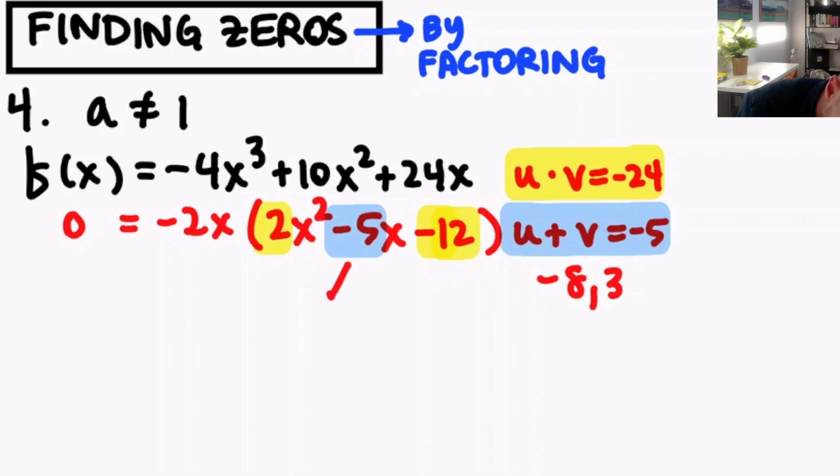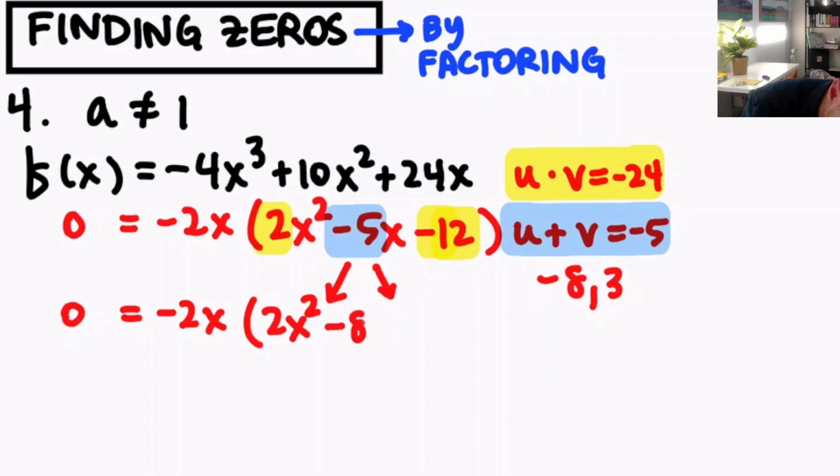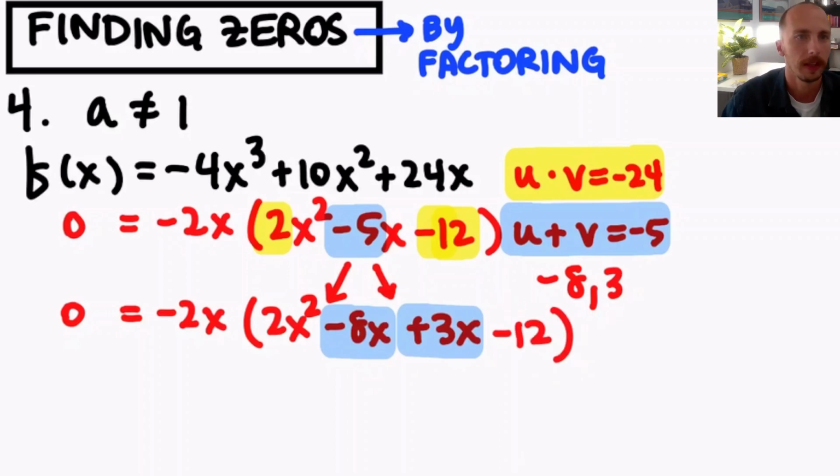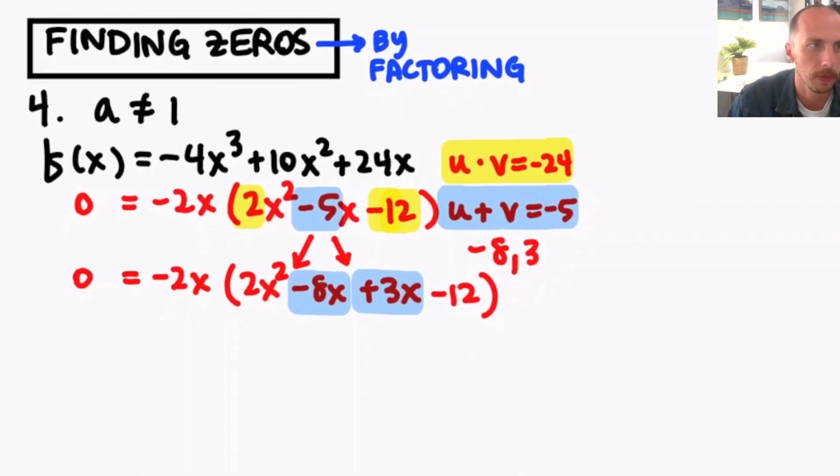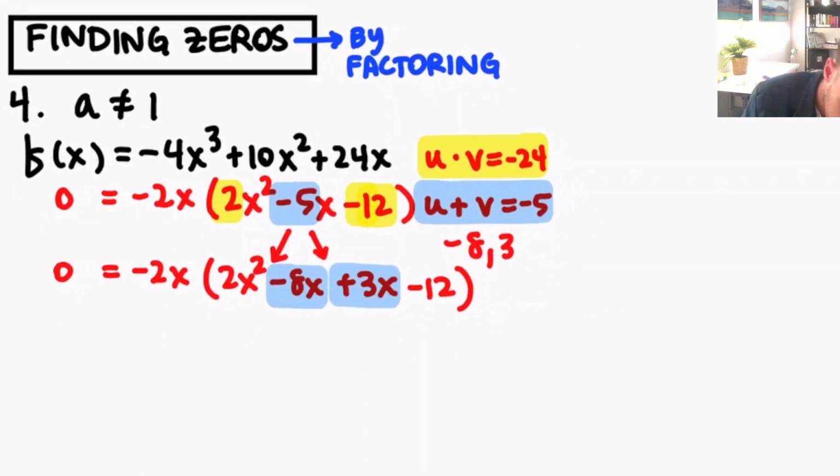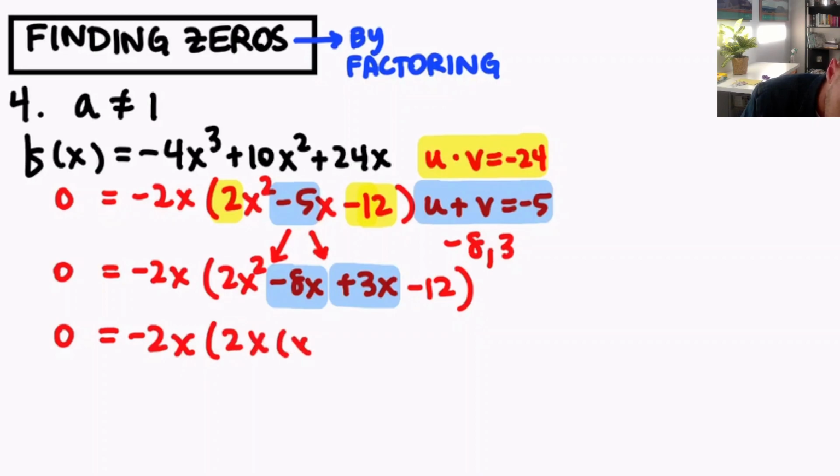And then what I'm going to do is split up that middle term and copy down the rest of the stuff that I have. So negative 5x turns into a negative 8x and a positive 3x, and then still subtracting 12. Then I'm going to take this a little further and factor out of the first two things. What's common to 2x squared and negative 8x? A 2 and an x. I'm left with an x minus 4.